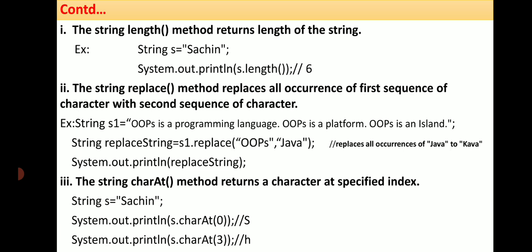The charAt method returns the character at the specified index. Suppose we are searching the string "searching": charAt(0), as I told you, 0 is the first character in the string, and 3 is the fourth character in the string. So it will print h for 3 and s for 0.